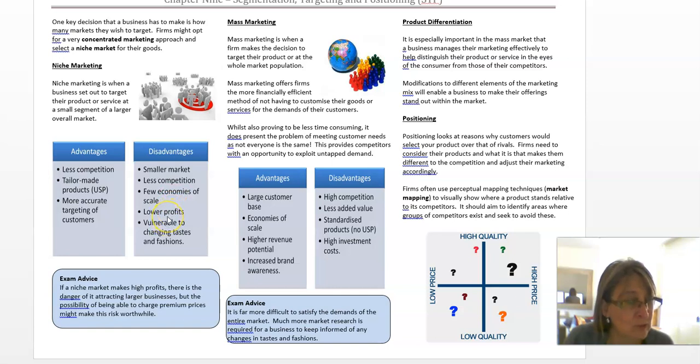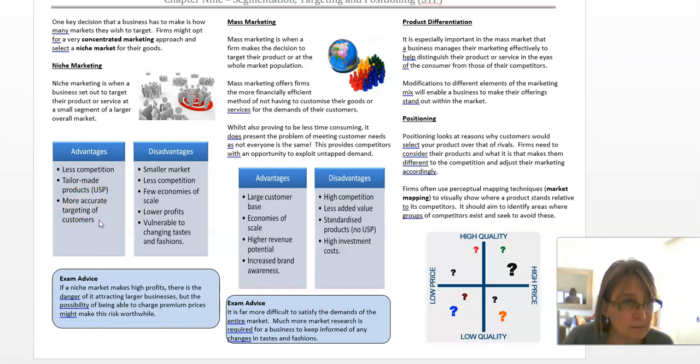You're missing out on possible opportunities, but you have unique tailor-made products that people will like, and so you are targeting it at exactly the people who want it. More accurate use of targeting.